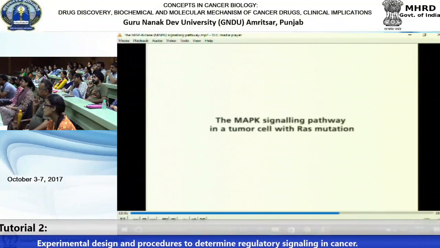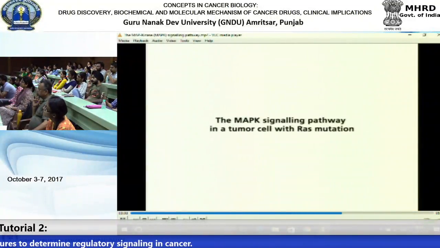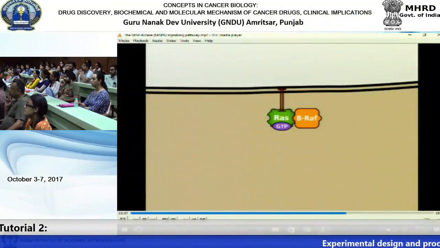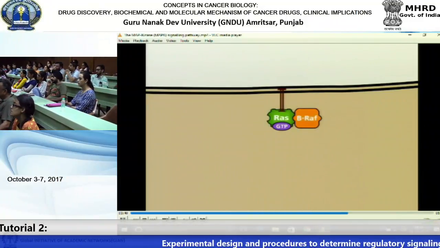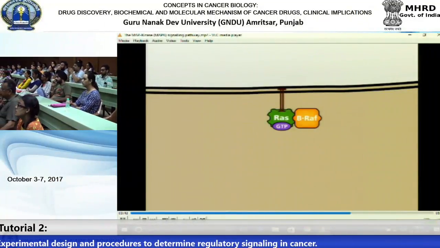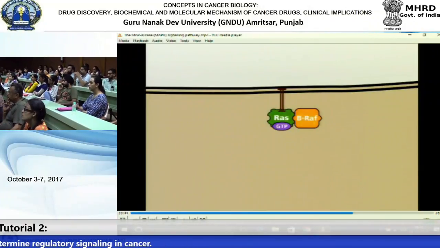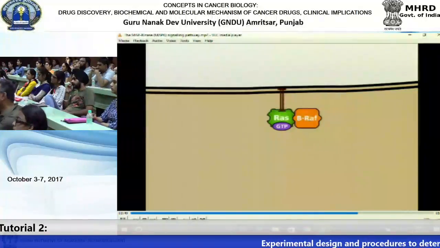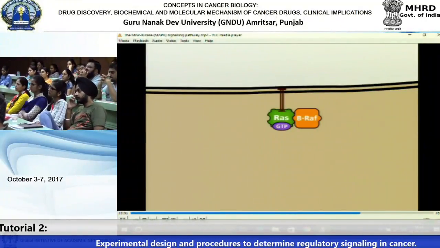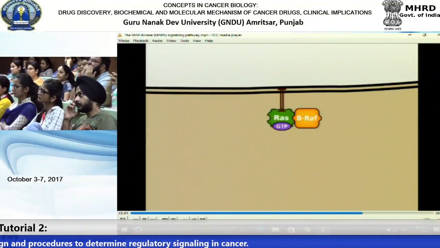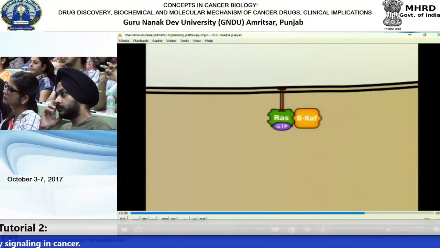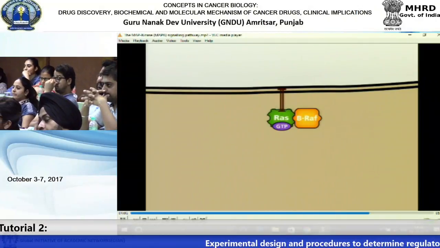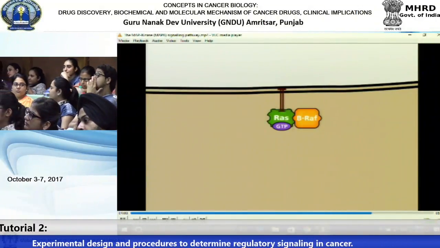The MAPK signaling pathway in a tumor cell with RAS mutation. Mutation of the RAS gene may have dramatic consequences for the cell. Mutated RAS protein is activated just like the normal protein. Mutated active RAS-GTP is also able to bind and to activate the kinase BRAF. A major difference between the mutated and the normal RAS-GTP protein is that the mutated protein loses its capability to be inactivated by the GTPase activating protein GAP.